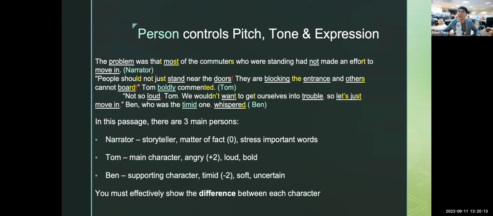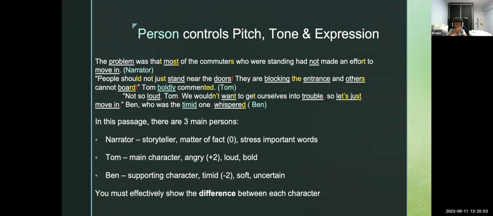Okay, did y'all hear the difference? Was every character different? Yeah, you can hear it, right? So the narrator is just very normal. If I use one word to describe the narrator, it will be normal. Now, what word would you use to describe Tom? If I only ask you to describe Tom in one word, the way that he read it just now: "People should not stand near the doors. They're blocking the entrance and others cannot board." Now, what does Tom sound like in one word? Ethan? Bold. Bold, right? But that doesn't explain it. We still don't know what bold means. Can someone else give me a clearer answer?